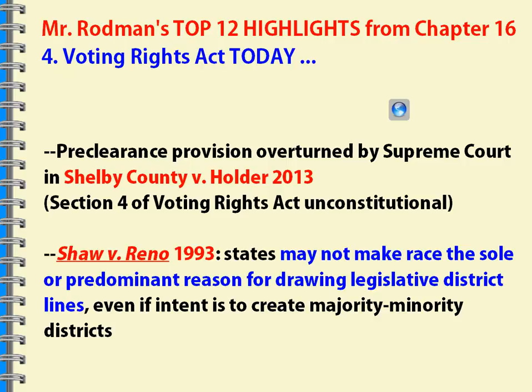But the idea here was the court was basically saying, discrimination has changed and we don't really need it anymore. Now we know that's not always the case, as we saw with the racial gerrymandering that continues. And this was brought out in the 1993 case Shaw v. Reno, which basically said you can't make district lines for a congressional district based on race. It can't be the sole factor or even the predominant reason for doing so. Even if it's creating a majority-minority district, that is still unconstitutional.